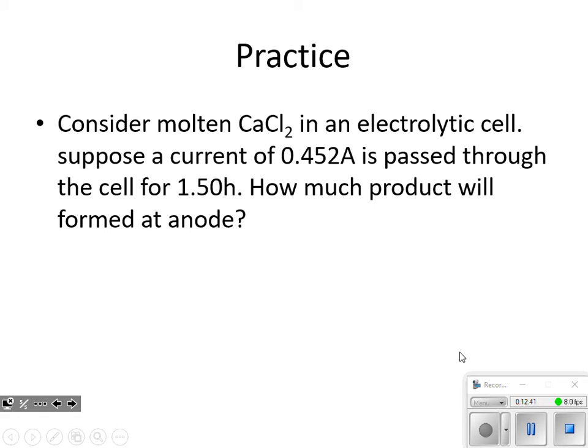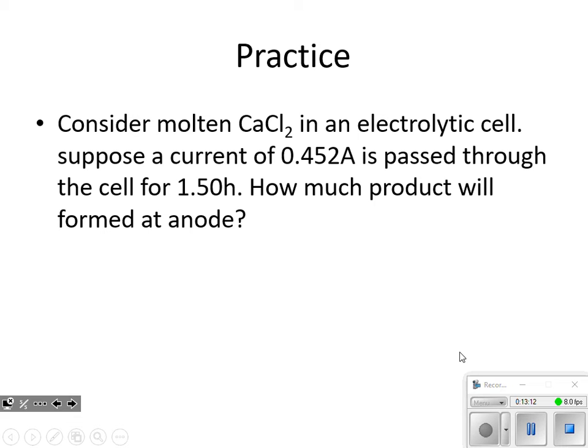It's not called a voltaic cell. Voltaic cell is what you just turned in a lab on. Electrolytic, referring to electrolysis. Suppose I give a certain amount of amps, 0.452 amps, for 1.5 hours. I could ask you how much would be formed at the anode. Heck, I could ask you how much is formed at the cathode as well, but this one's asking for the anode. So this is a fairly typical question dealing with electrolysis.